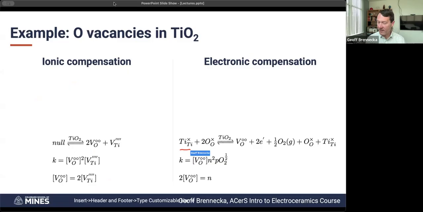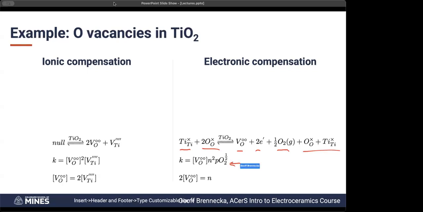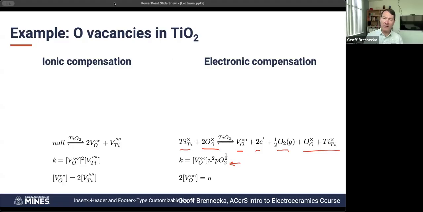We start off with titanium on a titanium site, oxygen on oxygen sites, all as well. Now we pull out an oxygen vacancy, and because we've decided that this is going to be the electronic compensation version, we have to compensate for those effective plus charges with negative electrons. So we're missing an oxygen. We've got some electrons in there compensating the charge. Titanium is still on the titanium site, oxygen is still on the oxygen site, but the oxygen that used to be in that vacancy has now gone away as a gas. And so this means that we now have a PO2 dependence to this reaction, just like we saw in the last case.